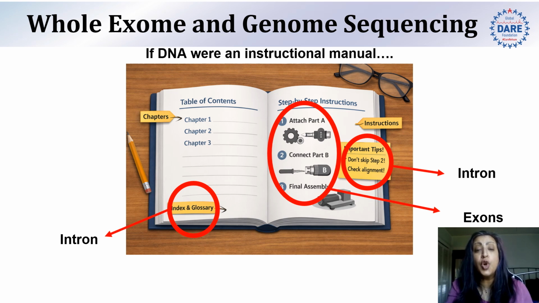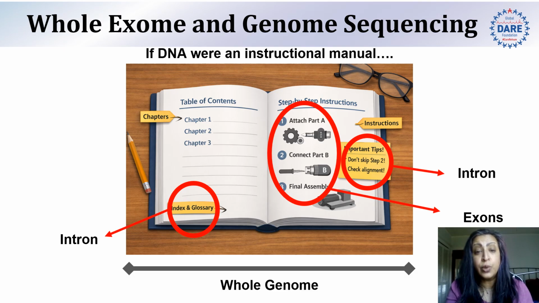So whole genome sequencing screens through everything, the entire manual, including both the instructions, that's the exome, made up of those exons, as well as the other parts which may be useful but are not actually part of the actual instructions themselves. We call these parts the introns. So to summarize, exome is referring to the specific instructions in the manual. The genome is referring to the entirety of the manual.